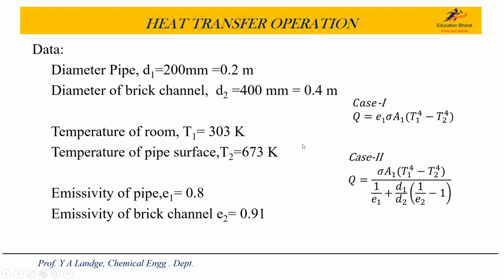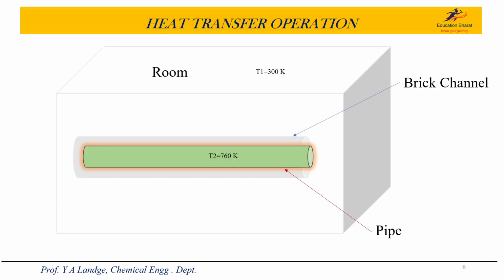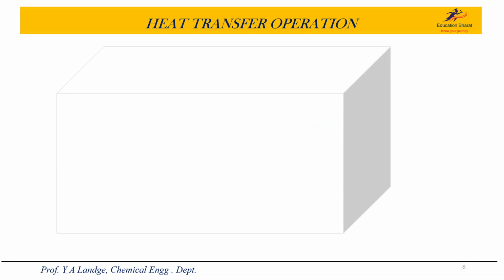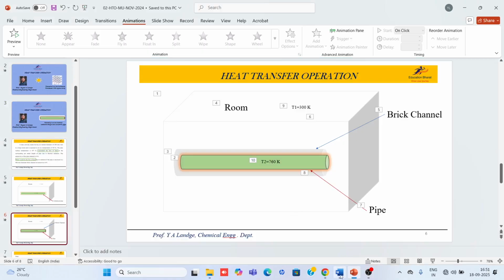So this is the numerical, and again I show you how things are. This is the second one: this is the pipe, and on this one another pipe is there. This is the second condition, and this is the first condition, directly exposed to the room. So let's see how to solve this numerical with the help of that.